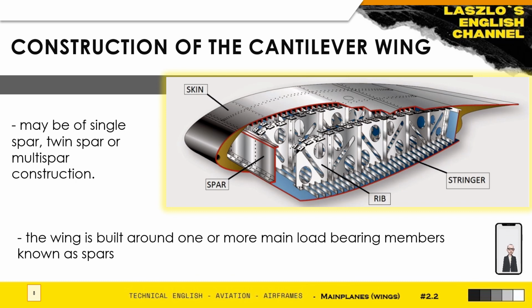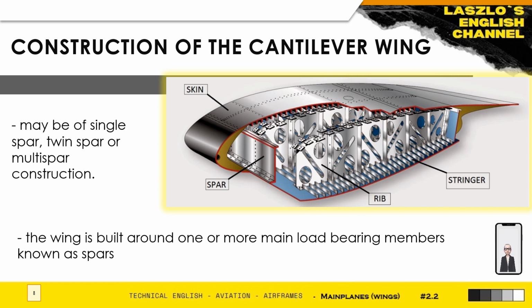The relief of bending stress is aided by positioning the major fuel tanks within the wings as well in some types of aircraft. So cantilever wings may be of single spar, twin spar or multi-spar construction. Self-explanatory really, depending on whether there's only one spar or more than one spar being used in the wings. The conventional main plane structure would consist of front and rear spars with a metal skin attached to the spar booms to form a torsion box which counteracts all the twisting forces.